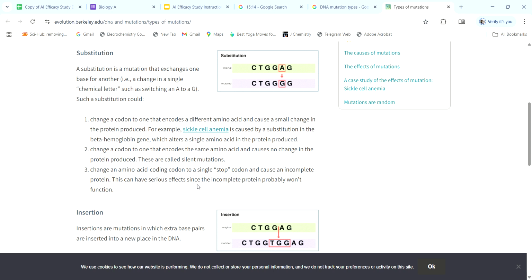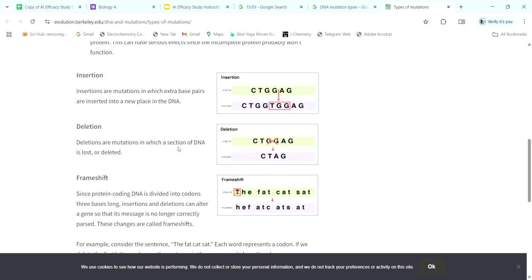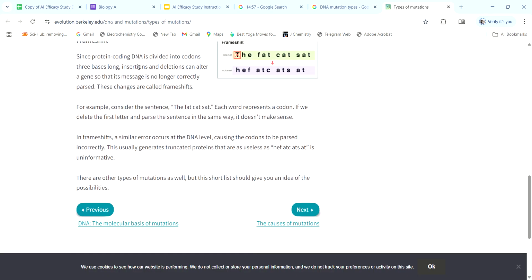Insertion is a mutation in which extra base pairs are inserted into the DNA. Deletion means mutations in which a section of DNA is lost or deleted. Frame shift: since protein coding DNA is divided into codons, 3 bases long, insertions and deletions can alter a gene so that its message is no longer correctly passed. These changes are called frame shifts.